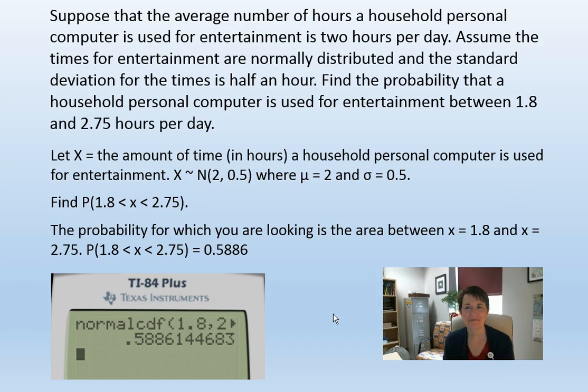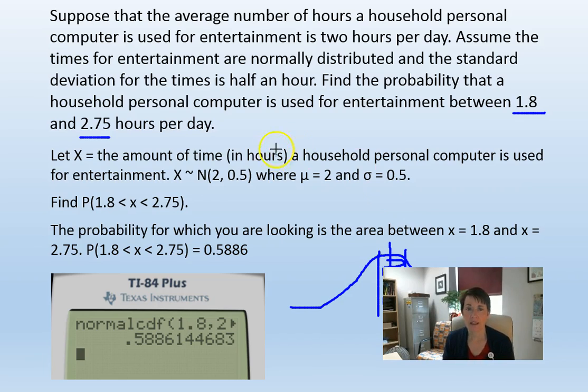I usually do. Find the probability that a household personal computer is used for entertainment between 1.8 and 2.75 hours a day. Okay, so this time I am going to draw a picture. My mean is 2, and I'm talking about my critical values. I'm looking at 1.8 up to 2.75. Notice it straddles the mean in this case. I want some information on one side and some information on the other side. So how do we do that?